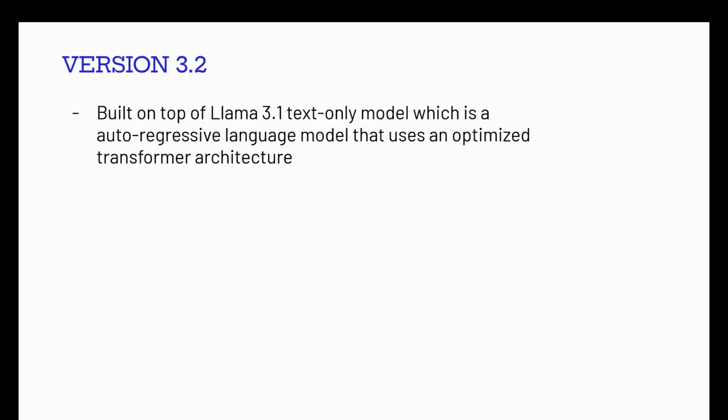And so here are some characteristics of version 3.2 that I would recommend for people trying to use AI in the humanities. Just a little bit about the technical points of version 3.2. Like I said before, it's built on top of Llama 3.1's logic, which is a text-only model, an autoregressive language model that uses an optimized transformer architecture. So that's basically how it is built and created, and that's what Meta's AI is based on.